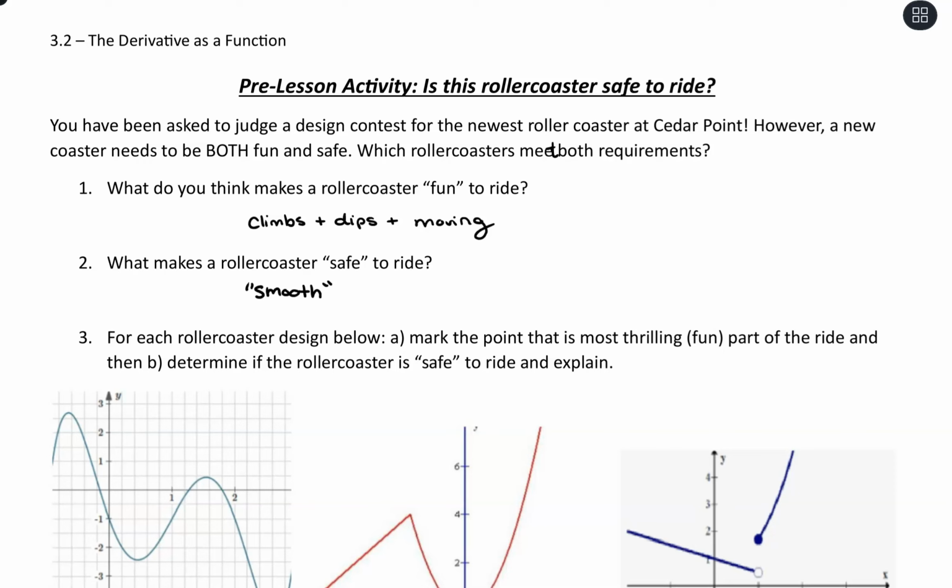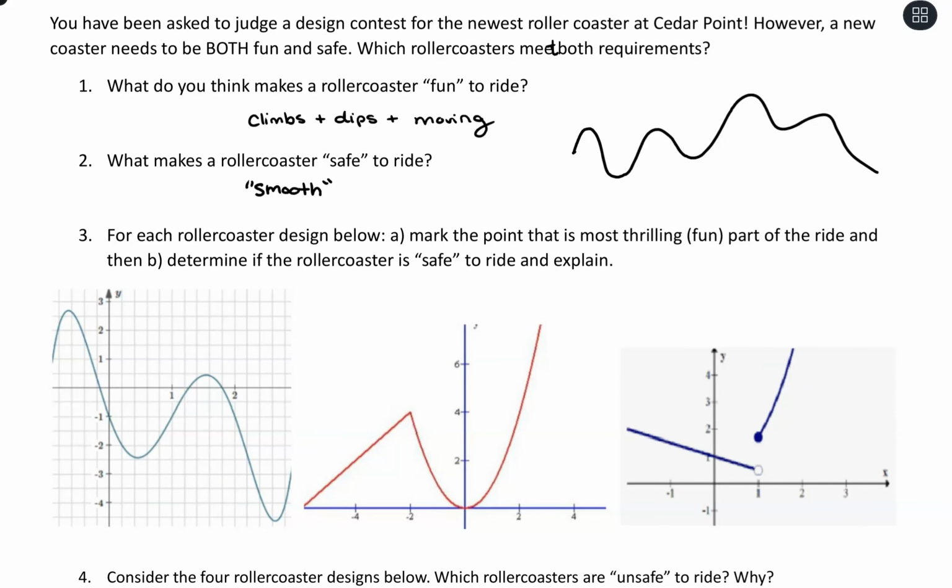So how this is tying with continuity is this idea that if I draw a function, I should be drawing the whole thing without lifting my pencil up, and that makes for a nice fun roller coaster ride. What we don't want are scenarios where we make jumps. We also don't want any sharp edges. So for each roller coaster design below, mark the point that is most thrilling, what's the most fun part of the ride, and then determine if the roller coaster is safe to ride and explain.